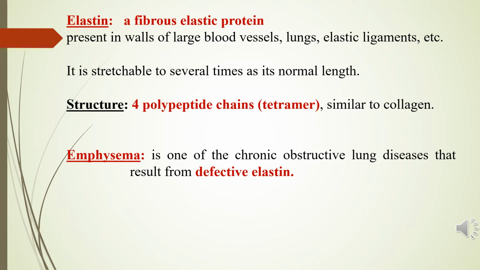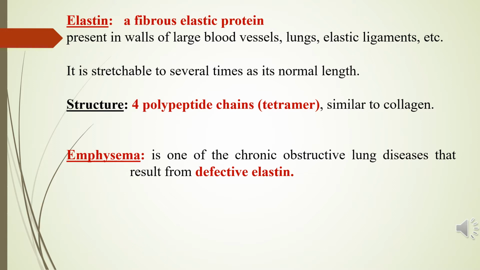4 polypeptide chains in the form of a tetramer, similar to collagen in structure, but it has 33% of the amino acid components of glycine and is rich in proline, but it has low hydroxyproline with absence of hydroxylysine.